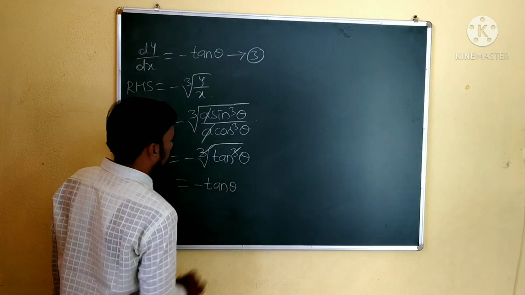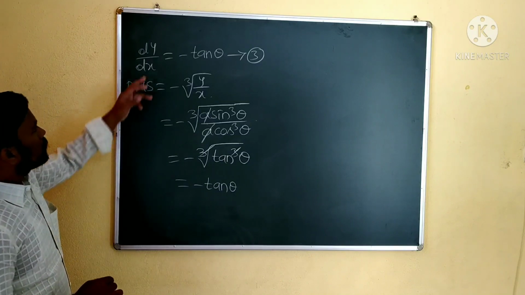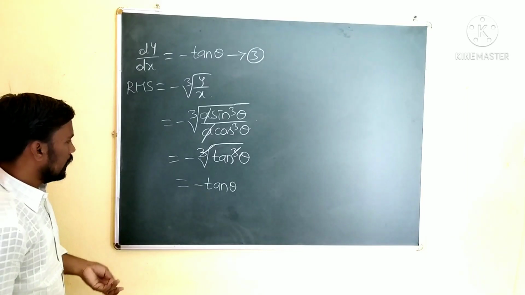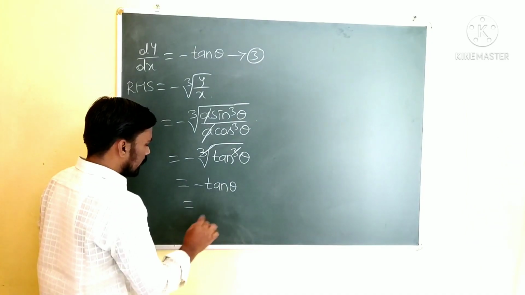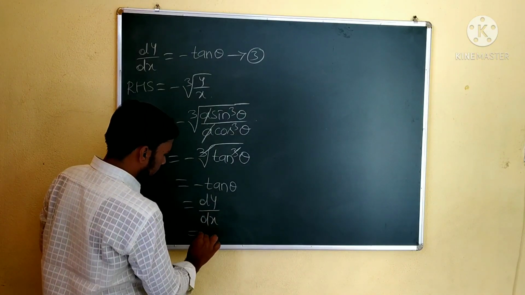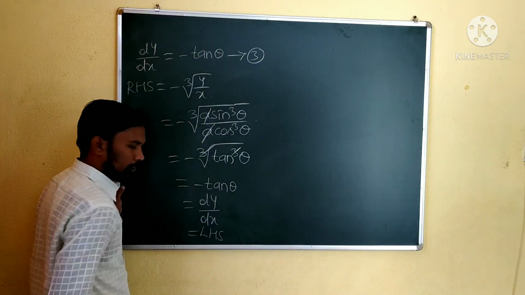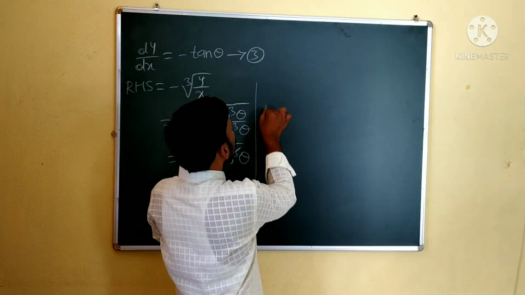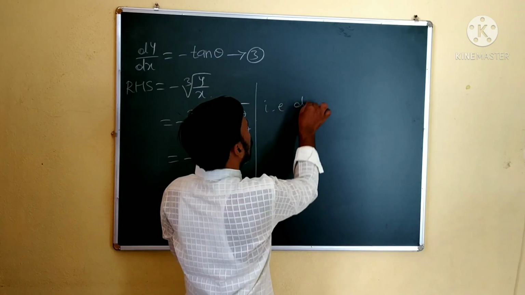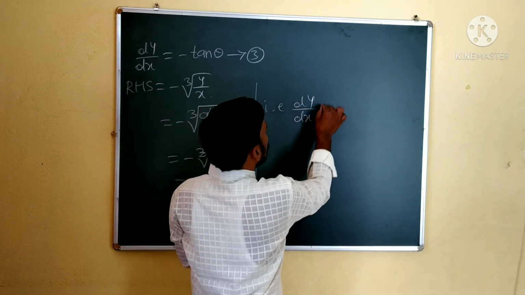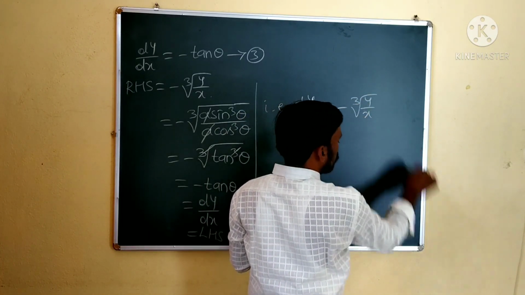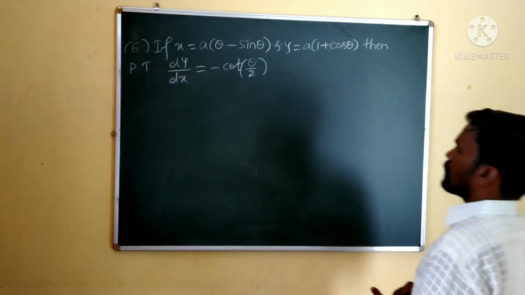Minus tan theta. Look at equation number 3: dy by dx is equal to minus tan theta. In place of minus tan theta, we can write dy by dx. So now let us replace this minus tan theta by dy by dx. This is nothing but the LHS part of the proof, that is dy by dx is equal to minus cube root of y by x. Hence it is proved.